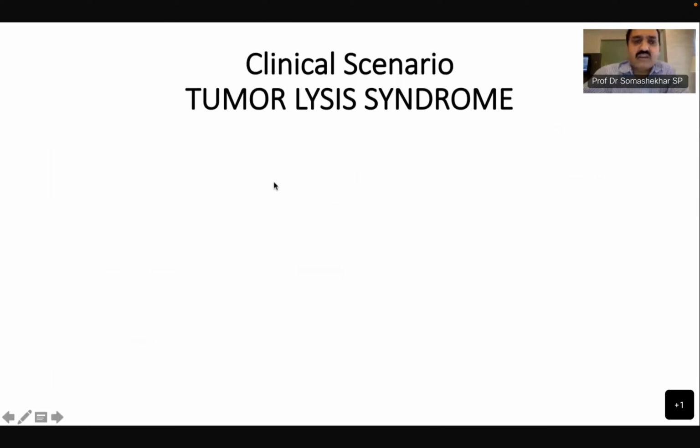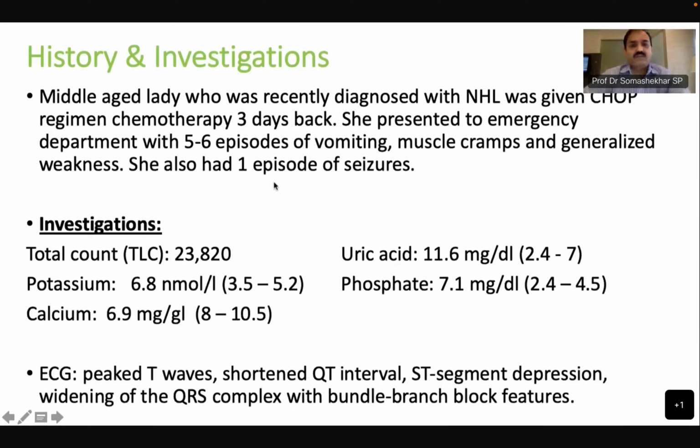Next clinical scenario is tumor lysis syndrome. Middle-aged lady recently diagnosed with non-Hodgkin lymphoma, completed a chemo 3 days back, presented to emergency with 5 to 6 episodes of vomiting, muscle cramp, weakness, also one seizure. Total count is, see that? It is not low, it is high. That's very important. Post chemo count is low, but here high.